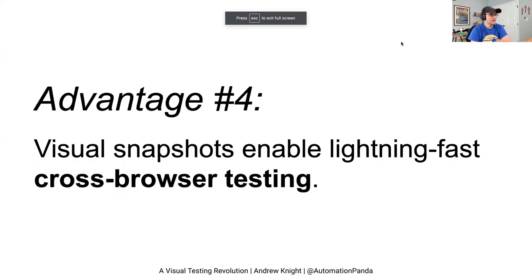So all that to say, that's a big advantage. Lightning fast cross-browser testing is visual testing's fourth big advantage. To do cross-browser testing with traditional functional tests, you've got to run each test on each browser configuration all the way through. But with visual snapshots, each test can run only once, and those snapshots are re-rendered on each target configuration, making your test faster and more reliable because it's a one-time upload.